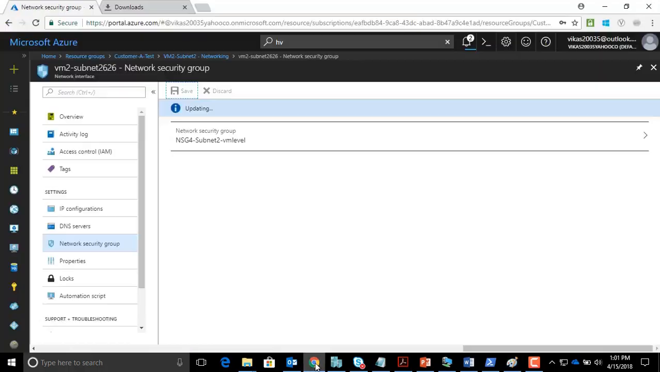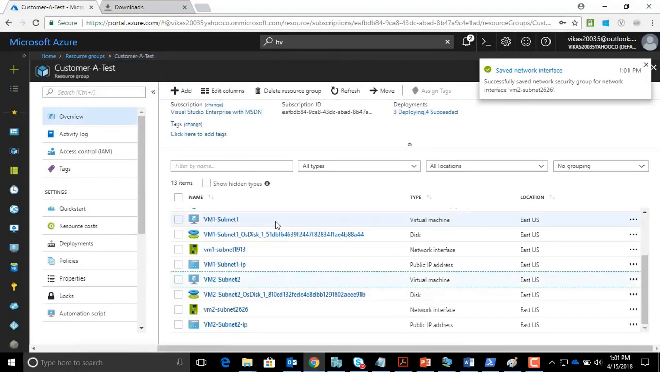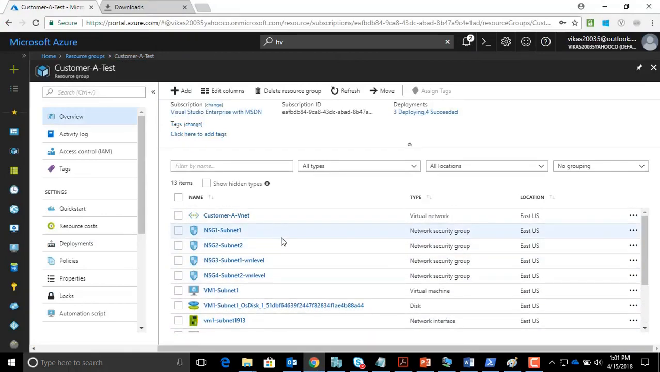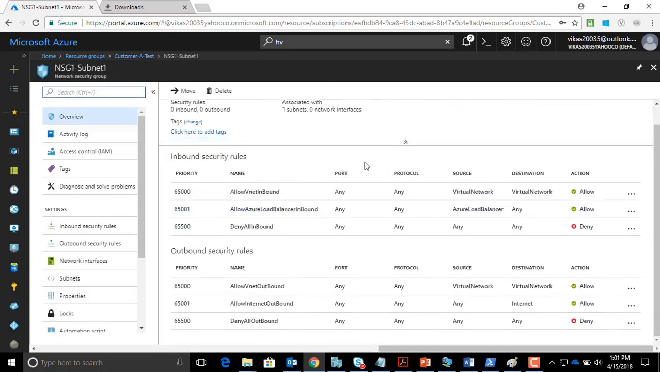Let's try to understand what the default built-in rules configured are, and based on that we try to understand the scenario. So if I go to NSG1, which is subnet level, in any NSG we have 6 rules. One is inbound and one is outbound. Inbound means traffic is coming from outside to inside.